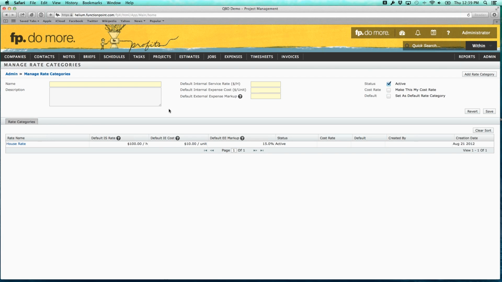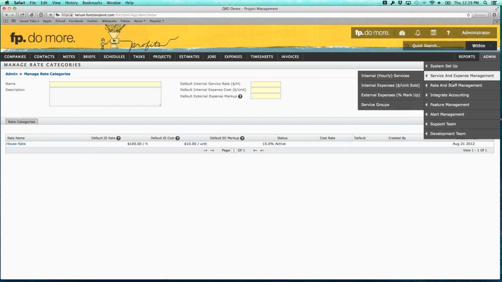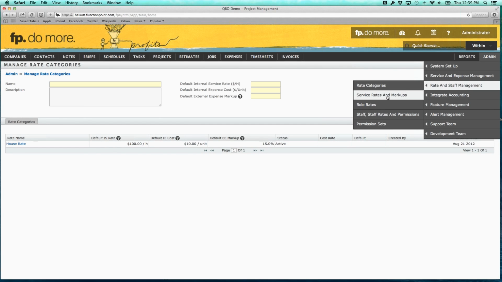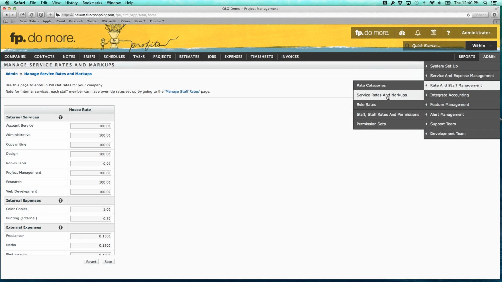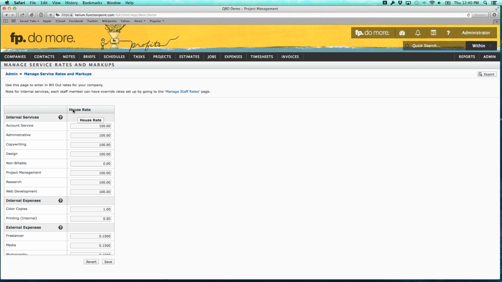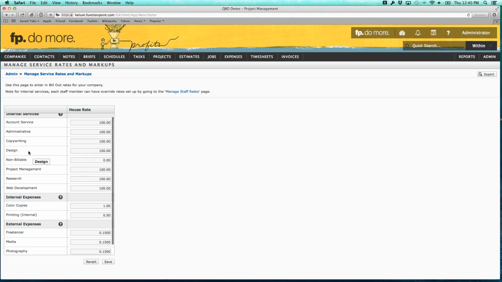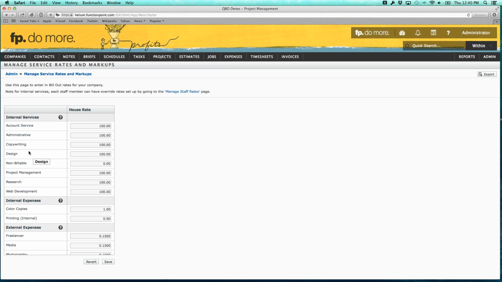And once that's established, we then go in and apply those rates. But I'm just going to be using just the one rate category here. So the first, most important area is the service rates and markups page. This is where we establish what the rates are for each service for the rate category. So this is where we're going to see a list of all of our rate categories, all of the services that we have. Now the system is a very simple example.